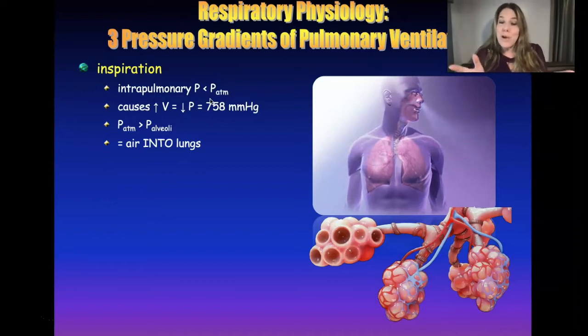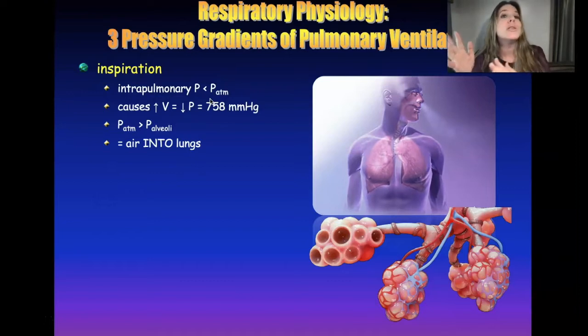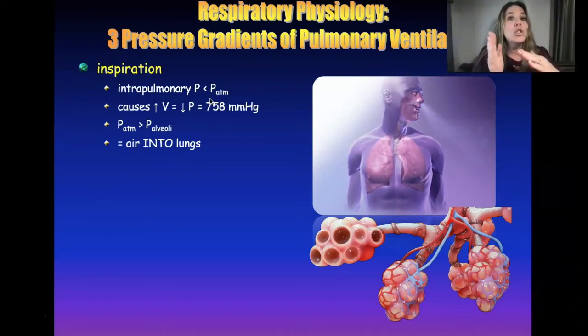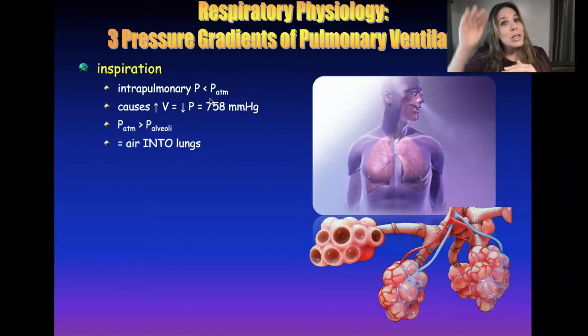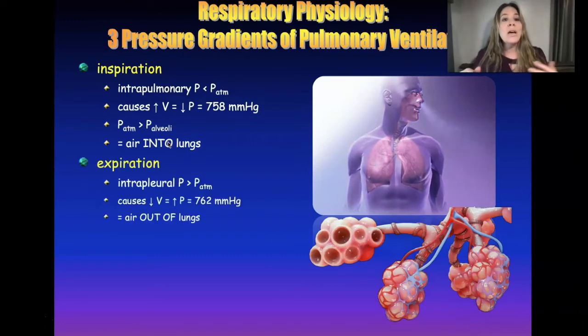And so that sets up a pressure gradient, right? The pressure inside the lungs, in the alveoli, is going to be less than the pressure in the atmosphere. And given that it's a pressure gradient, molecules like to move from an area of higher pressure to lower pressure. And so the air molecules will move from the environment, from the atmosphere, down the pressure gradient into the alveoli of the lungs. So inspiration brings air into the lungs because the pressure is greater in the environment than it is inside the lungs.